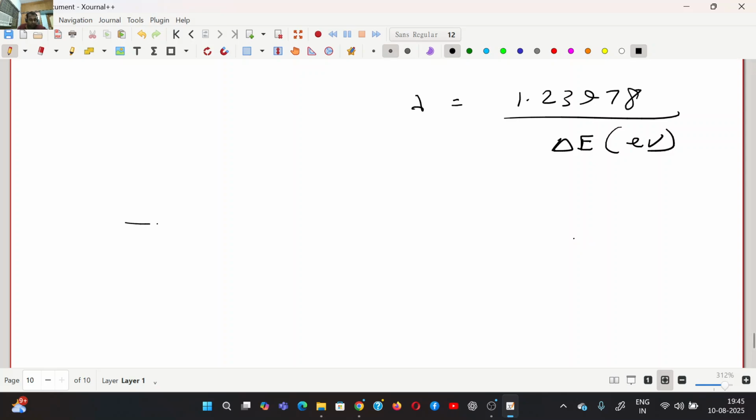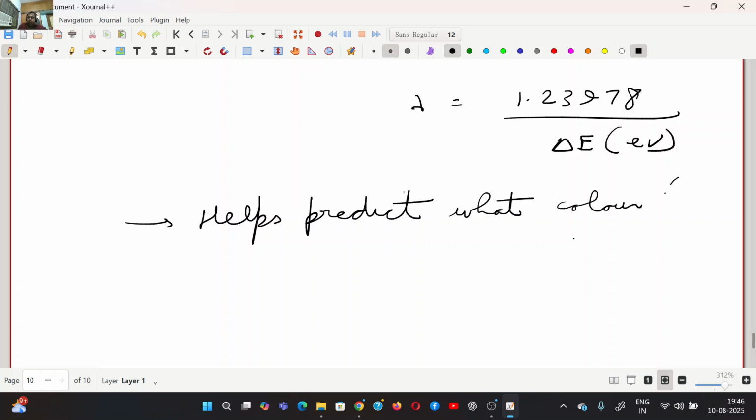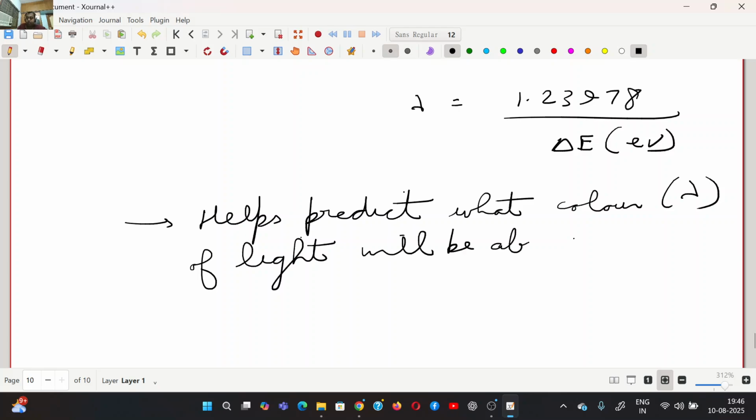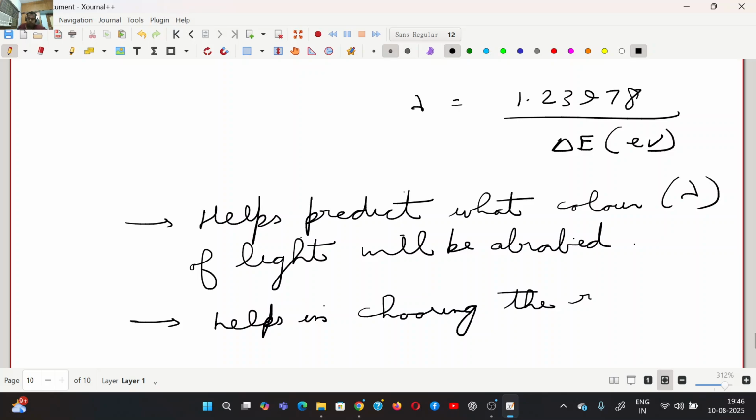So the use of Morse equation I just write here. I'm not getting into the derivation part and all. It helps predict what color. Again, color is a function of wavelength. So it's used to calculate the exact wavelength an atom will absorb, and thereby helps in choosing the correct hollow cathode lamp for analysis.